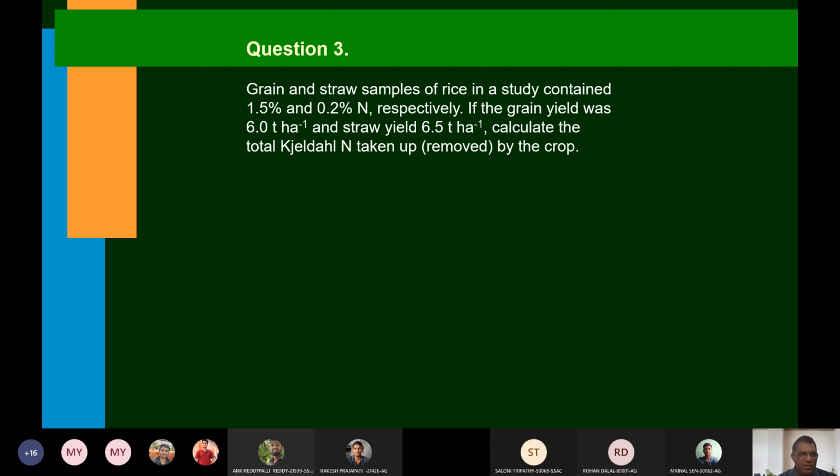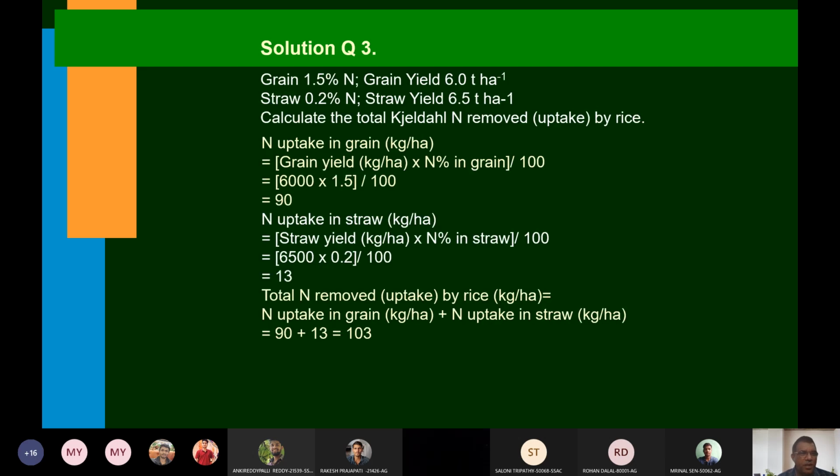So how to do it? Just see it. The data is given on the top. You can see 1.5% nitrogen in grain. The yield is 6 tons. So I can convert 6 ton to kilogram by multiplying by 1,000. So it will be 6,000 kilogram per hectare. Then straw contains 0.2% nitrogen. So its straw yield is 6.5 tons per hectare, which is 6,500 kilograms per hectare.